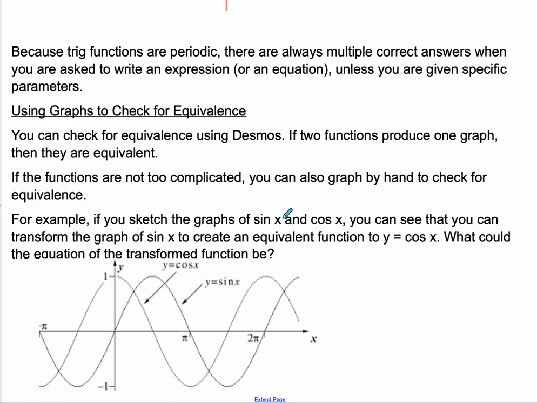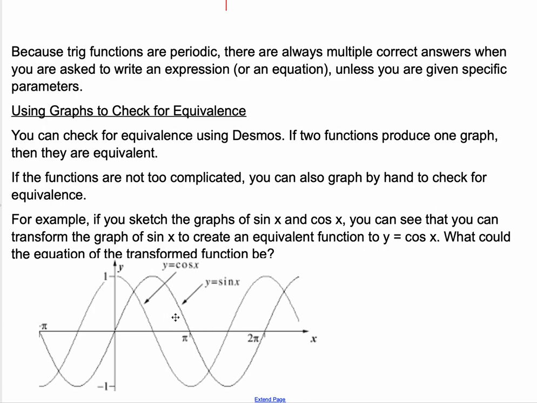In the event that you have functions that aren't too complicated, you can graph by hand to see if they're equivalent, right? So the example I have here is your most basic. If you have graphs of sine x and cos x, you can look and say, okay, I can transform the graph of sine x to create an equivalent function to y equals cos x, right?